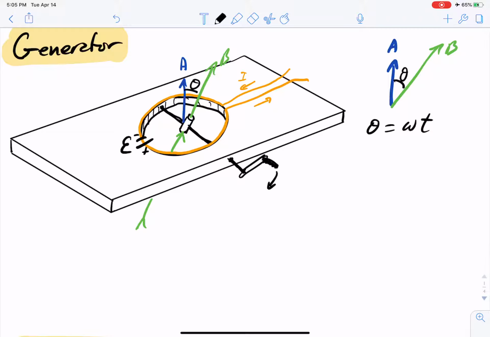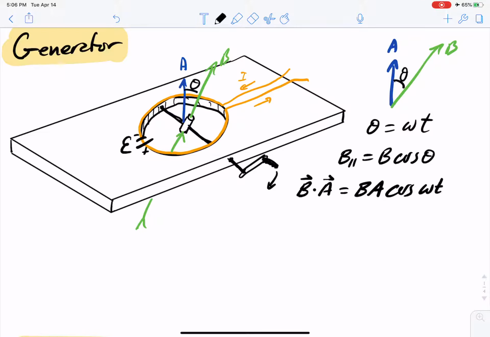Now we know that in order to calculate the flux, we need to take the dot product between that area vector and the magnetic field. So we need to get the parallel component of the magnetic field, which is just the magnitude times the cosine of that angle. So then we could write this, the dot product will just be the product times the cosine of that angle, which is changing in time.